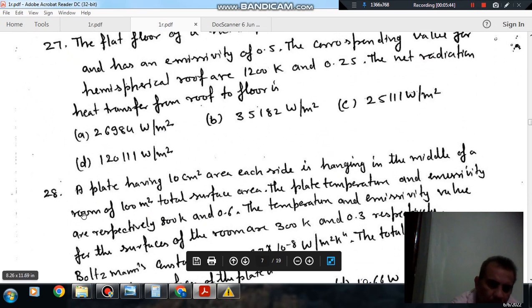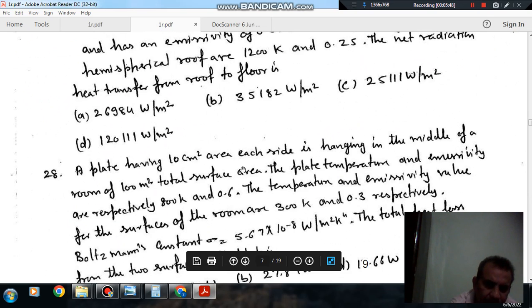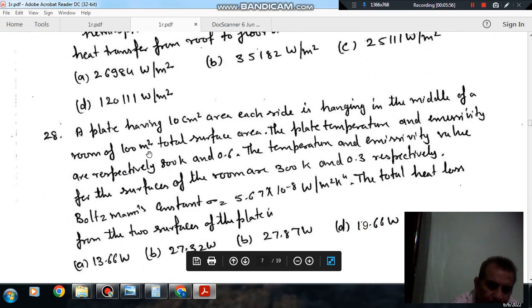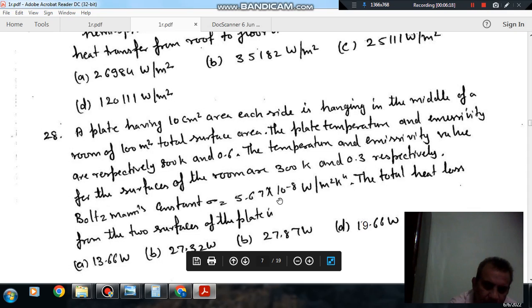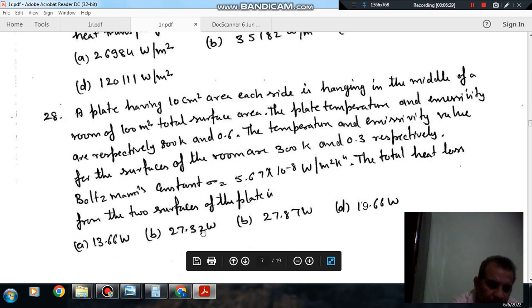Okay, next, question number 28. A plate having a 10 centimeter square area on each side is hanging in the middle of a room of 100 meter square total surface area. The plate temperature and emissivity are respectively 800 and 0.6. The temperature and emissivity for the surfaces of the room are 300 Kelvin and 0.3 respectively. Boltzmann constant sigma is equal to 5.67 times 10 to the power minus 8 watt per meter square per Kelvin to the fourth. The total heat flux from the two surfaces of the plate is: option A 13.66 watt, option B 27.32 watt, option C 27.87 watt, and option D 19.66 watt.